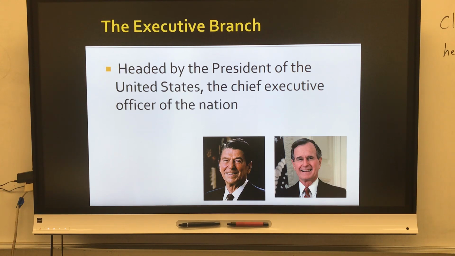Again, a lot of this information is displayed up on the wall. I'll pan up there as soon as I give you guys a chance to write down this information. But again, a lot of this is displayed up on the charts that are on the wall beside the TV. But the executive branch is headed by the President of the United States, who is the Chief Executive Officer of the country.